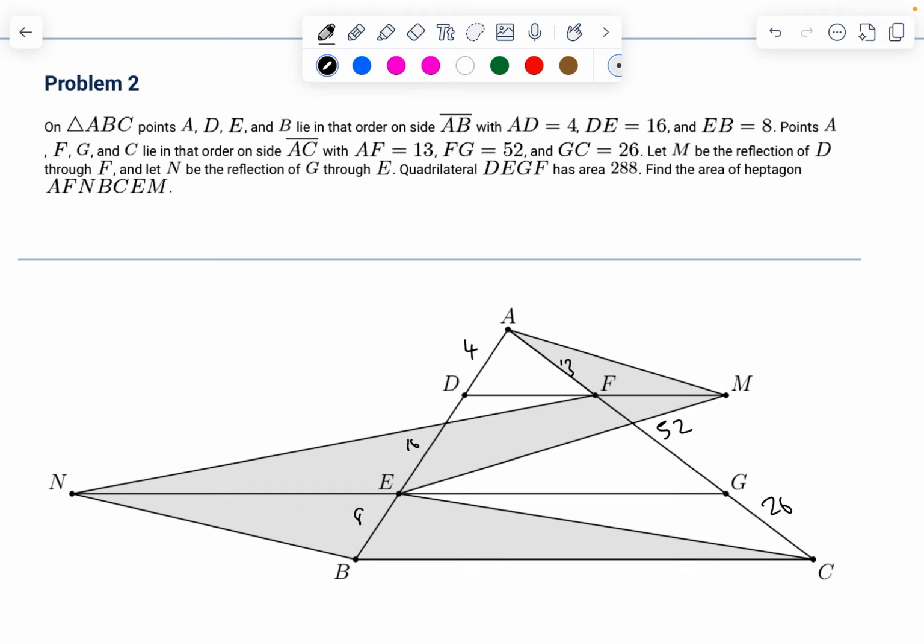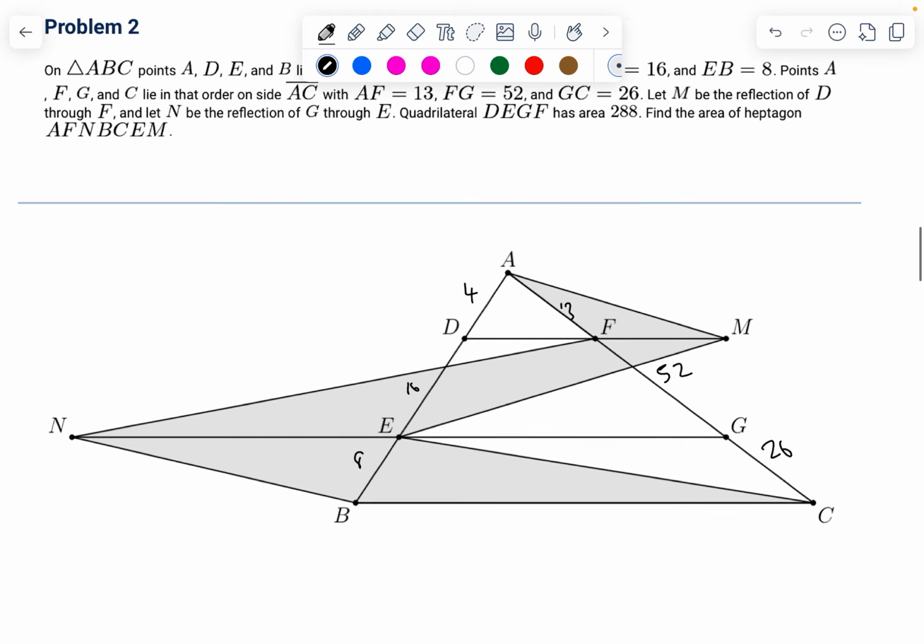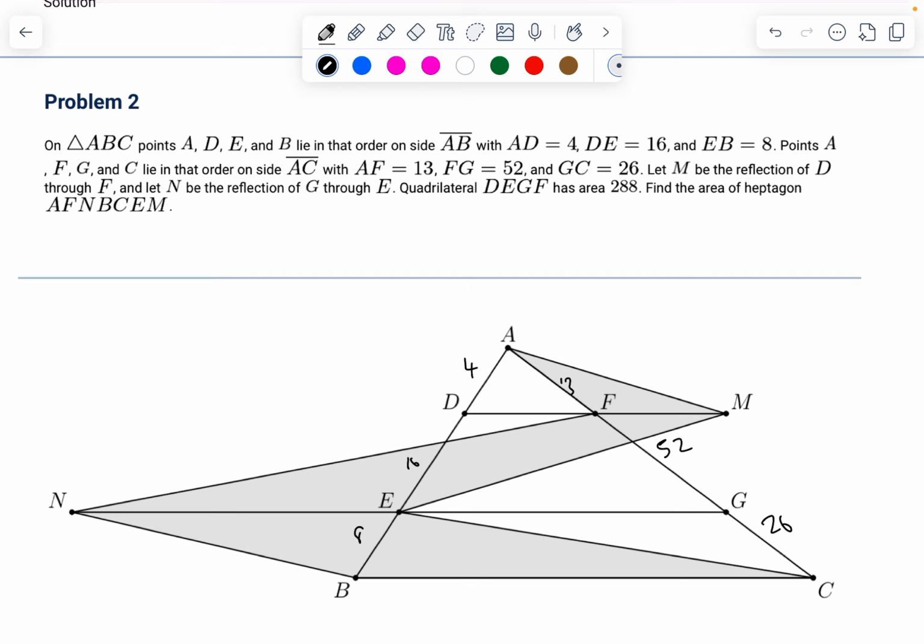Okay, let's get started. The key thing to note about this problem is that there are a lot of similar triangles that can really help you. I've labeled the diagram, so let's start taking a look. It says, let M be the reflection of D through F, and let N be the reflection of G through E.